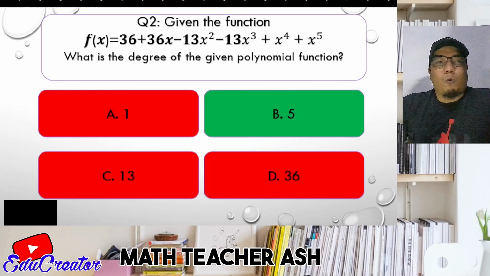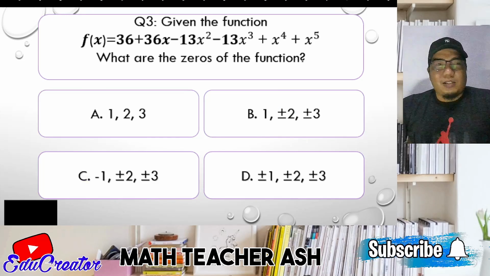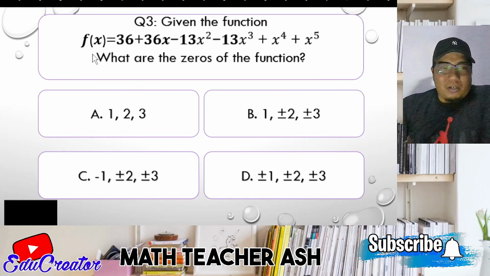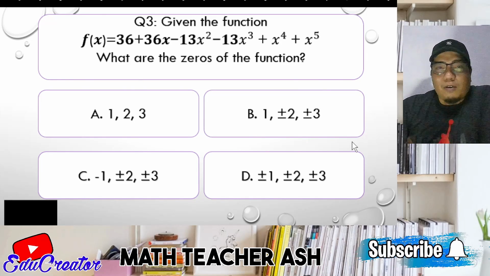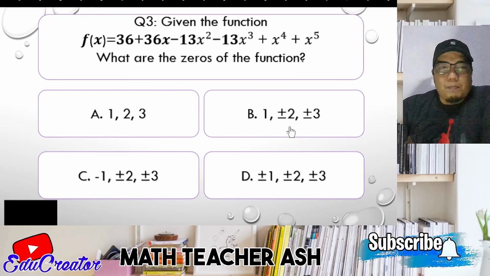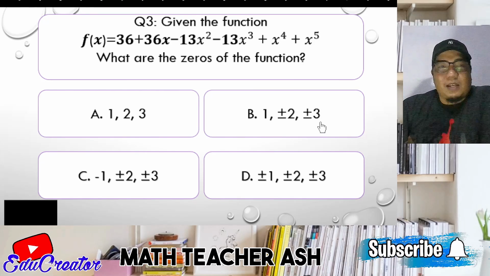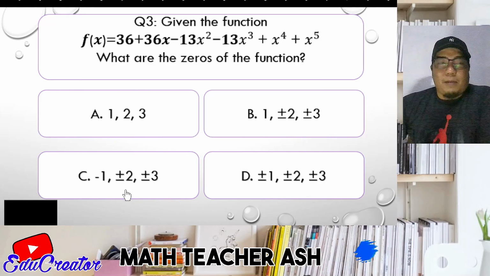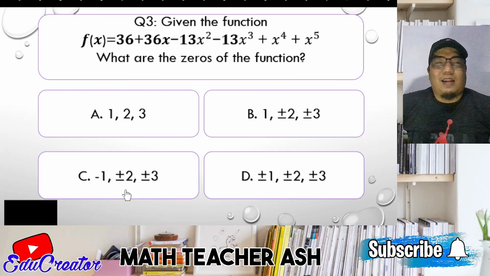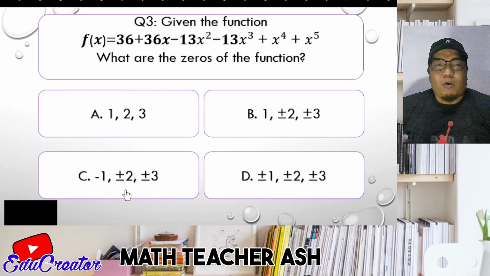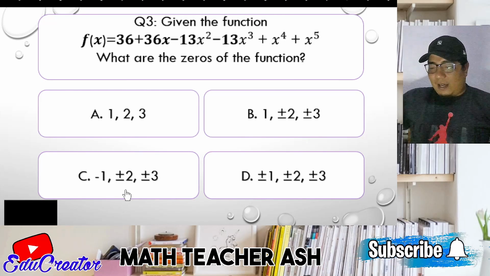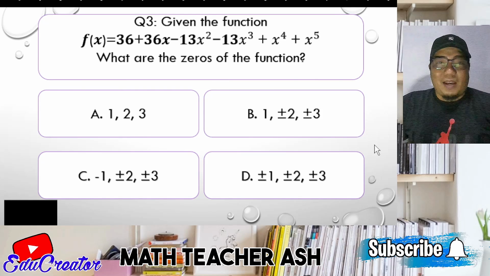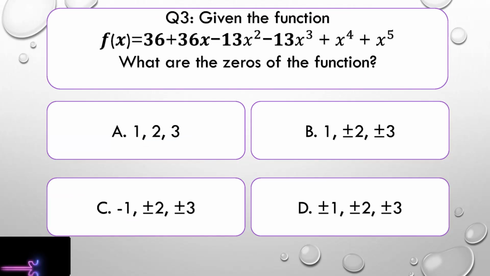Now, let us go to question number 3. Given the same function, what are the zeros of the function? Is it A, 1, 2, and 3? B, 1, positive and negative 2, positive and negative 3? C, negative 1, positive and negative 2, and positive and negative 3? And letter D, positive and negative 1, positive and negative 2, positive and negative 3. Alright, I'll give you 5 seconds to answer this question.